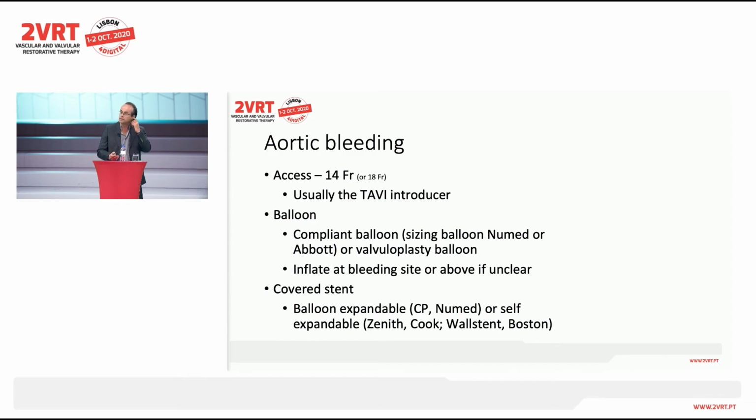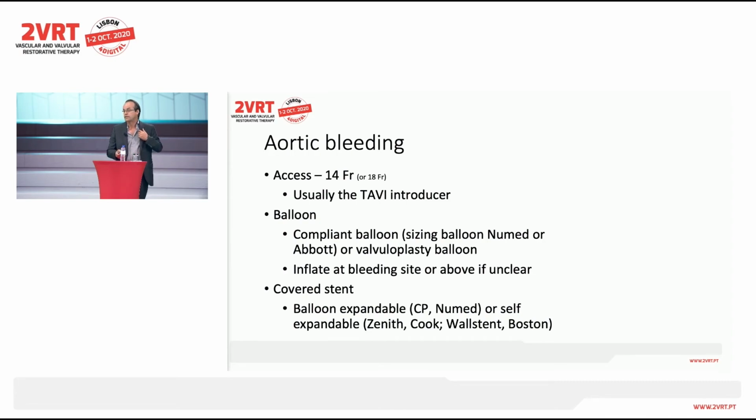On the aorta, balloon expandables are good options. The CP from NuMED or the self-expandable stents, there are several options. The balloon expandable stents usually allow you to be more precise where you want to deploy, especially if you want to avoid side branches like the renal arteries or the vessels of the neck.